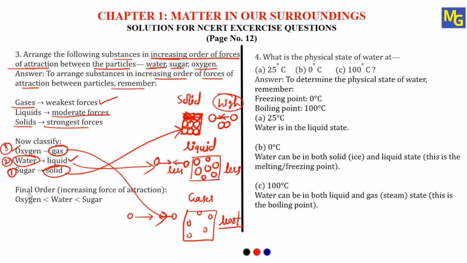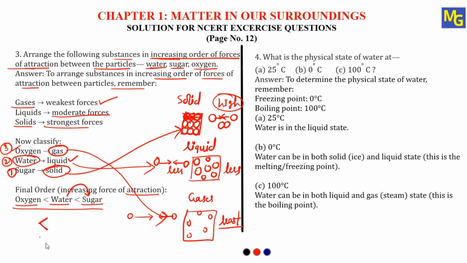Therefore, the final order, that is nothing but increasing force of attraction, I should write first oxygen, it has least attraction, then increased will be in water, it has moderate attraction, then it will be more increased in sugar, that has highest or strongest forces. So this is the order, and remember this sign which shows the increasing order.